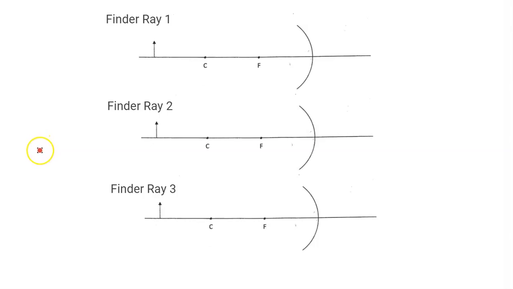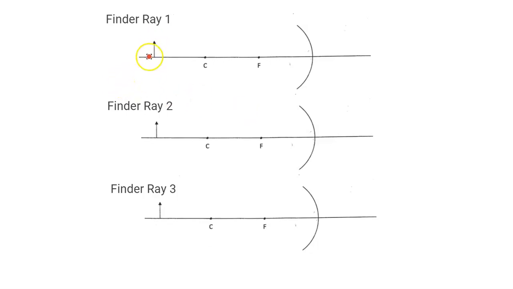Now we have three finder rays. These are rays that we can predict because they'll do the same thing every time. They're quite simple to draw and remember, and they don't require any protractors to figure it out. Now to find the image, you only need two of the three, because all you need to do is figure out where the reflected rays intersect. But depending on the example, you might prefer to use one of the finder rays over another, so let's look at what all three are.